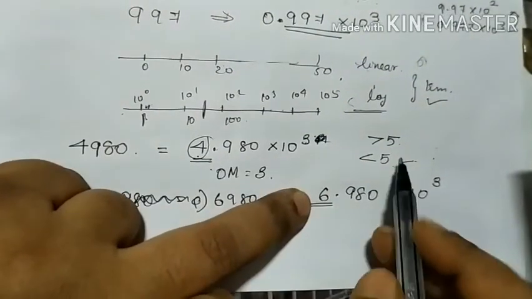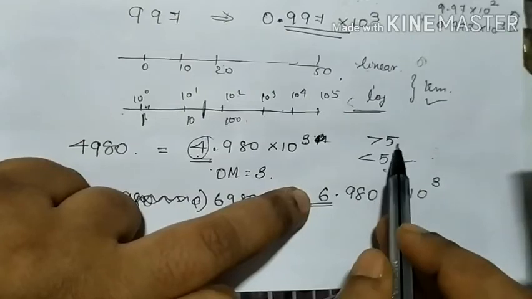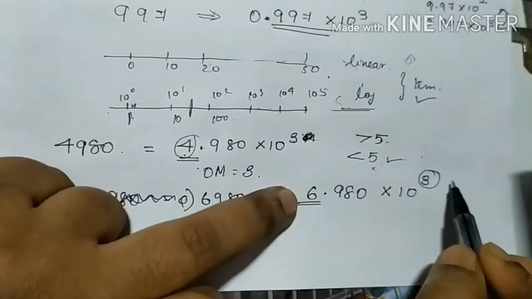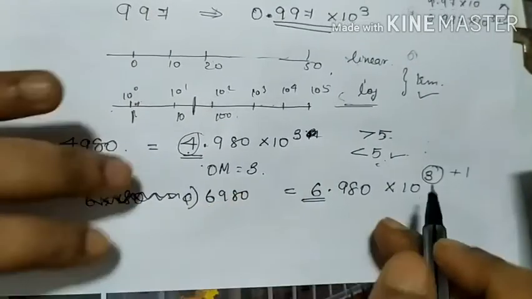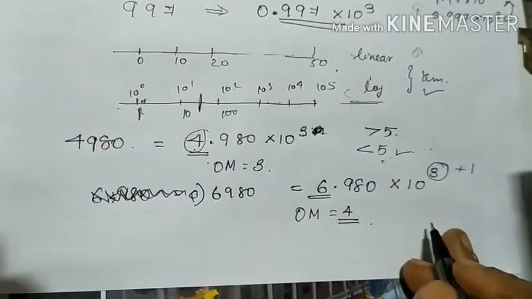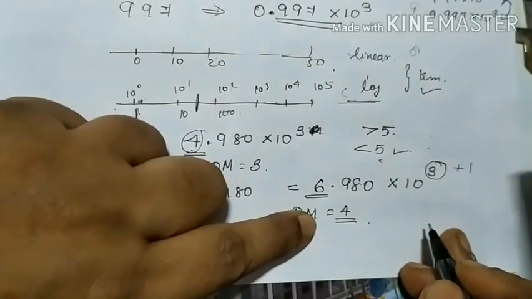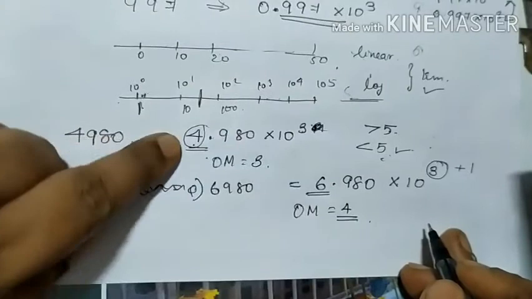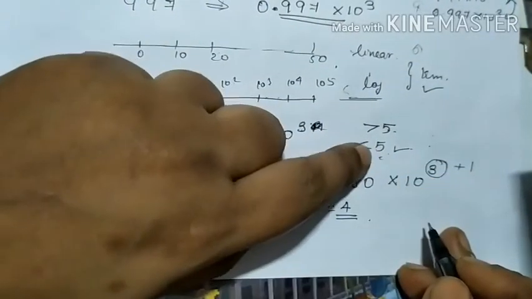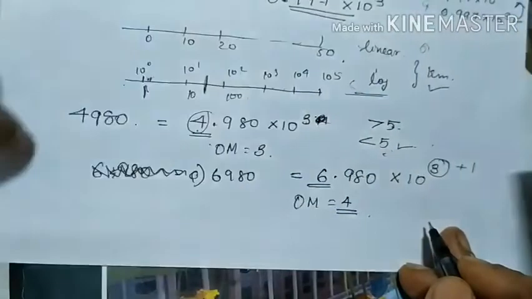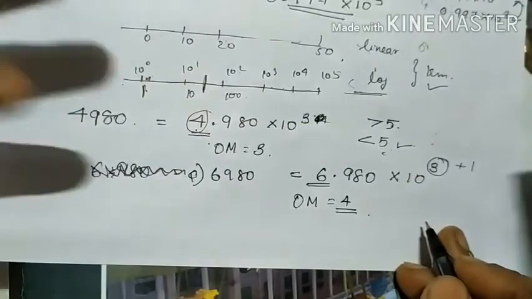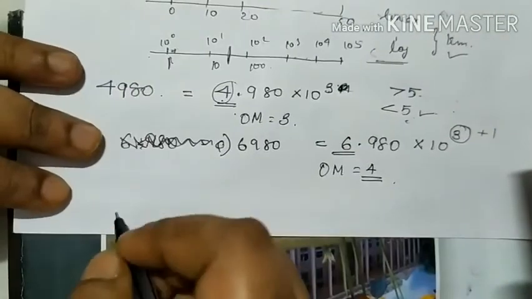Now look at this value 6. Now 6 is greater than 5 or less than 5? It is greater than 5. So what should I do? With this 3 I am going to add 1. So that now the order of magnitude is 4. This much clear? Simple, right? So always look at the first digit. If it is greater than 5, add plus 1. If it is less than 5, no change. Now the problem comes. What if the first digit is 5 itself? That is equal to 5. Let's take an example.